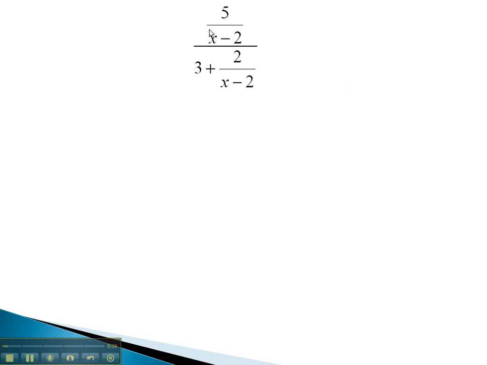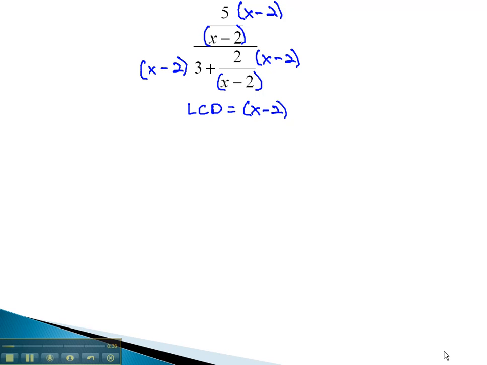In this problem, we see the binomial x minus 2 in several denominators. This means the least common denominator needs to have that x minus 2 factor in it. We could multiply each term by the x minus 2. This includes the 3 being multiplied by x minus 2. Each of the fractions, then, the x minus 2 factor will divide out completely.